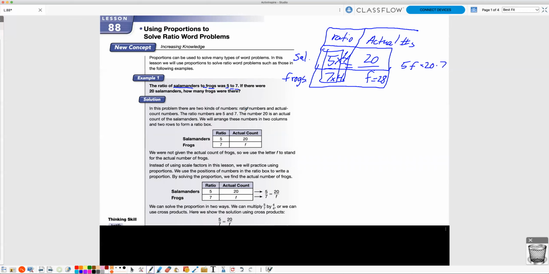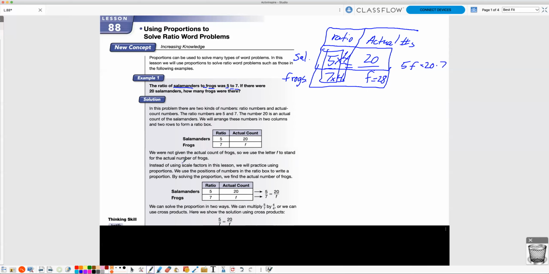So in this problem, there are two kinds of numbers: ratio numbers and actual count numbers. The ratio numbers are 5 to 7, and the number 20 is an actual count of the salamanders. We will arrange these numbers in 2 columns and 2 rows to form a ratio box, just like we did there. 5 to 7, actual count 20, and an unknown number of frogs. We were not given the actual count of frogs, so we used the letter F to stand for the actual number of frogs. Any letter in the alphabet would work, but F makes sense because that's what frogs starts with.